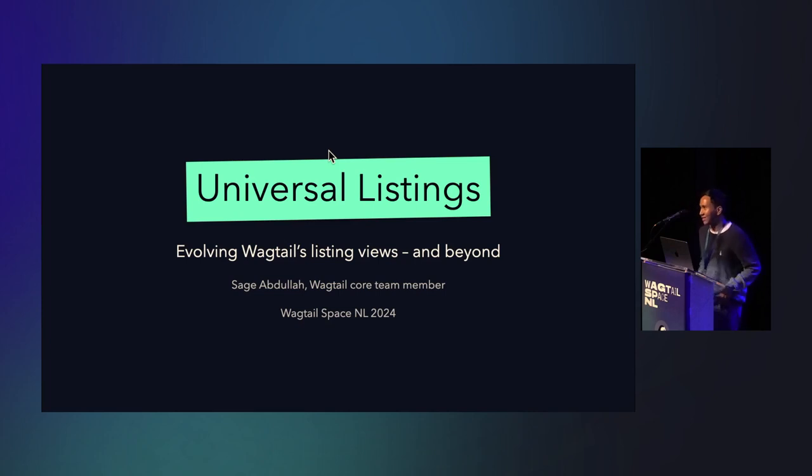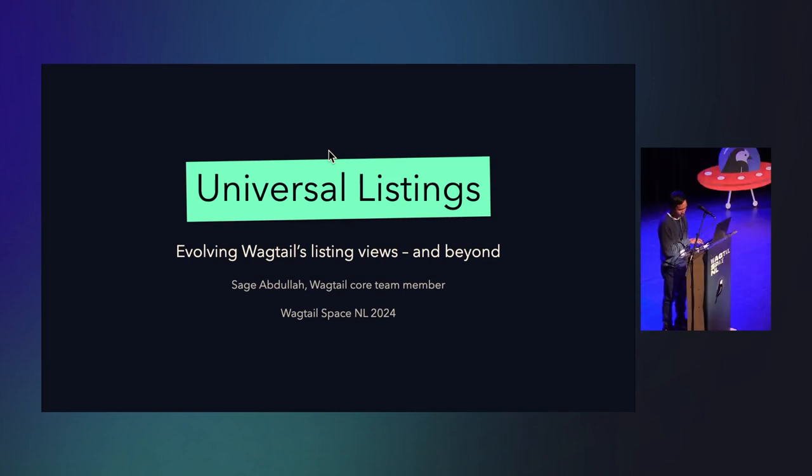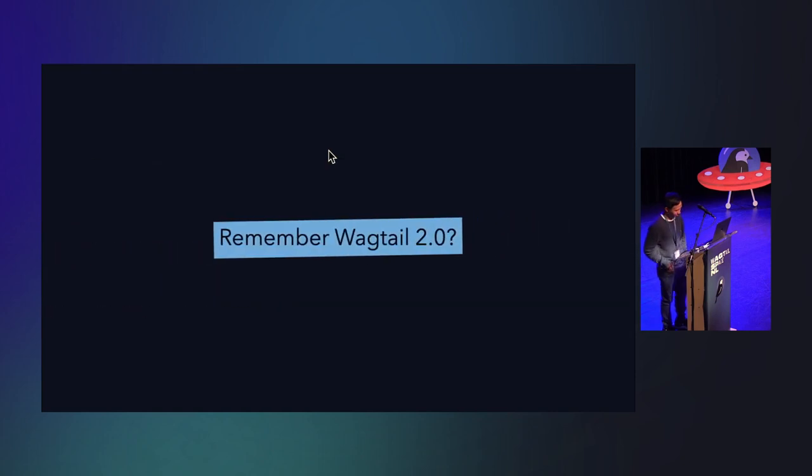Yeah, I originally wanted to talk about customizable permissions in Wagtail, but we had a change of plans in the details of the implementation, so I had to change my talk. But yeah, I'm happy to bring this talk. I'm going to talk about universal listings and how we evolved Wagtail's listing views and beyond. So I'm going to start with a trip down memory lane.